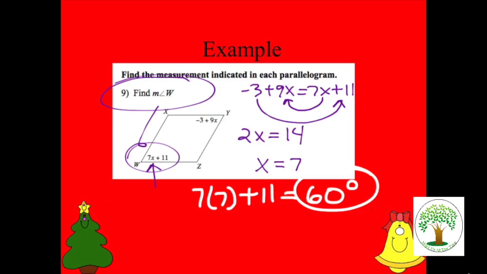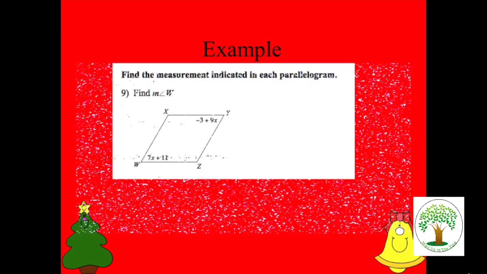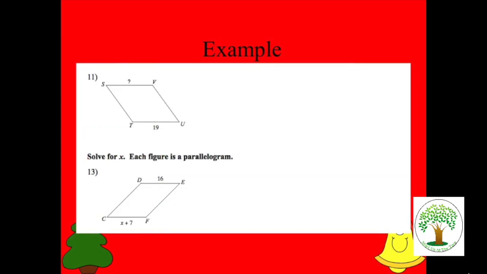All right. Let's move on, I think it's 13 next. No, 11 and 13. Now we're not going to talk about angles, we're going to talk about sides. So number 11, what do we know about opposite sides of a parallelogram? Congruent. So the question mark equals 19. That is correct.